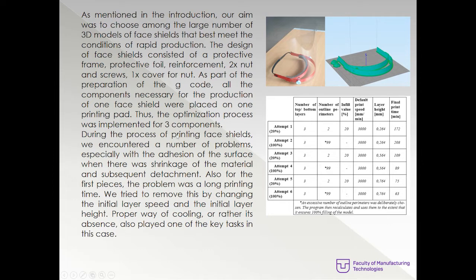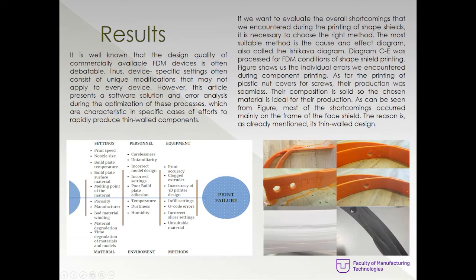Thus, the optimization process was implemented for 3 components. During the process of printing face shields, we encountered a number of problems, specifically the adhesion of the surface, the shrinkage of the material and subsequent detachment. Also, for the first piece, the problem was a long printing time. We tried to remove this by changing the initial layer speed and the initial layer height. Proper cooling, or its absence, also played one of the key roles in this case. When we come to the results, I will say something.